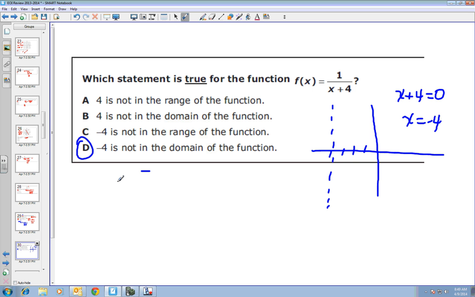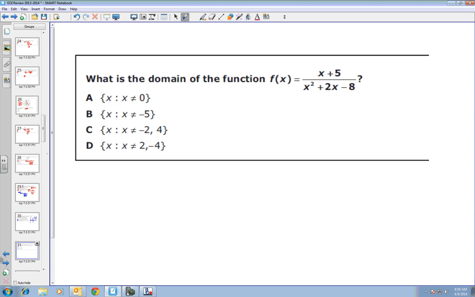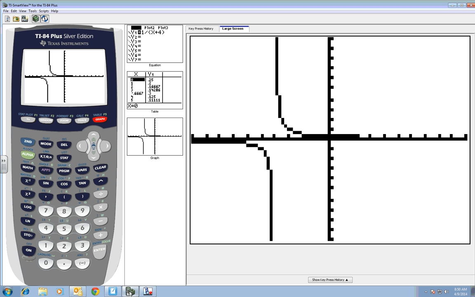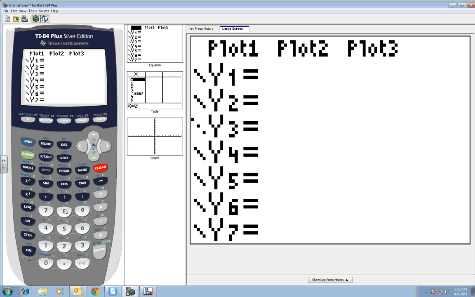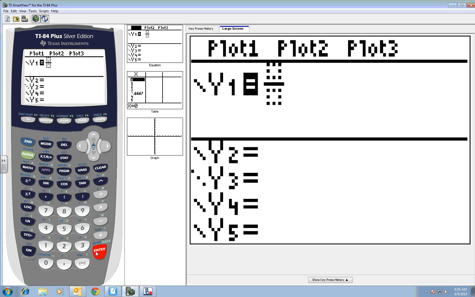Okay, so let's do one more problem. The next one, this is the last one for the day. What is the domain of the function? So I want you to graph this and tell me what is the domain. So again, either use your fraction button or put the top in parentheses, bottom in parentheses. It's very important that you do that.